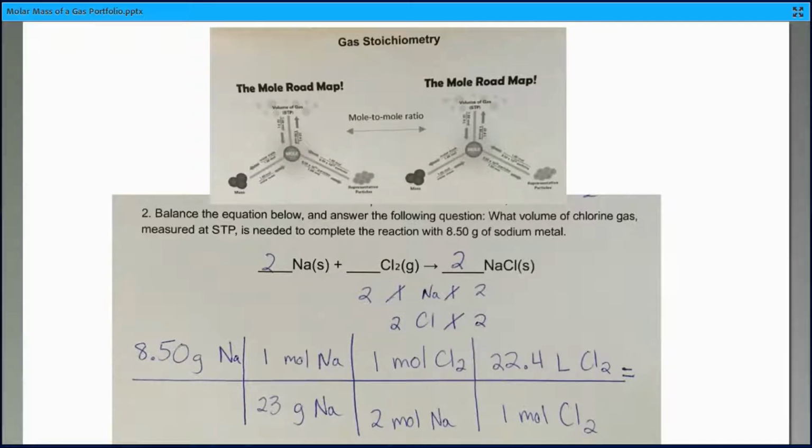When I plugged this problem into my calculator, the answer that I ended up getting is 4.14 liters of chlorine gas. I have 4.14 liters because grams of sodium canceled out, moles of sodium canceled out, and moles of chlorine canceled out as well. So I'm left with liters of chlorine gas.